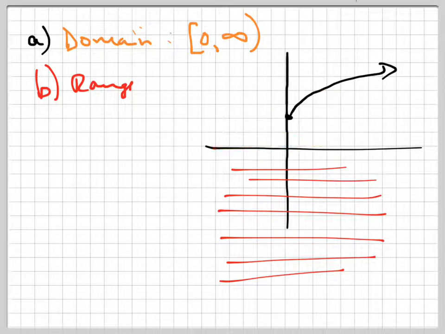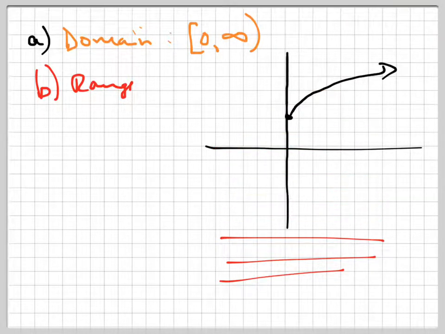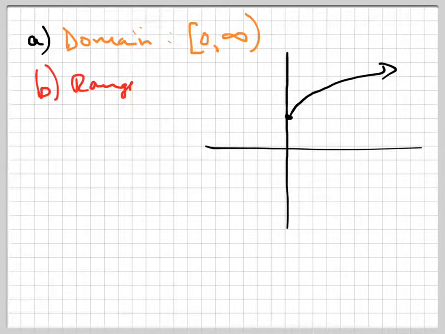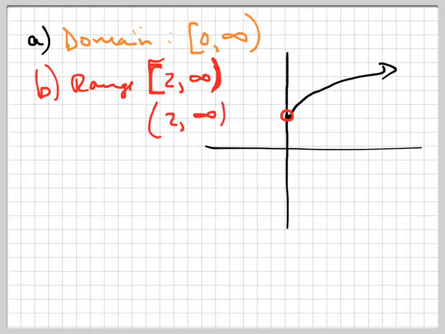Again, let me undo those marks. Okay, so that's the range. It's from 2 to positive infinity. Notice I put an open parenthesis next to infinity because that's not an actual number. The closed bracket means that it includes 2. The open parenthesis means it doesn't include infinity. So if this had been an open circle, this would be an open bracket at 2 to infinity. But it's not.